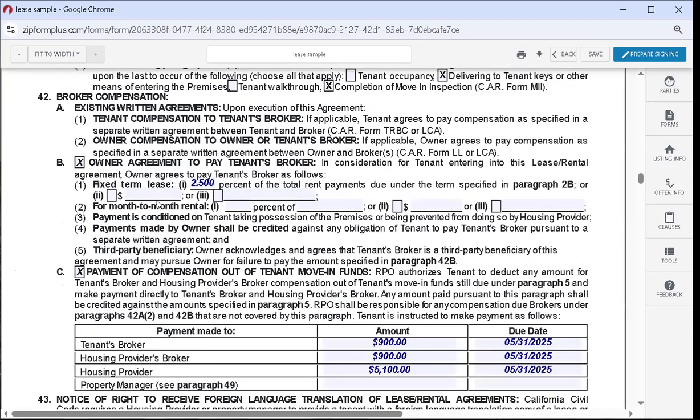So I put 2.5 fixed term lease. Now, that's only on one side, so you put whatever you want, 3%, 4%, whatever you're going to put in there. If you represent the tenant, number one, what do we need? Tenant rep. TRBC. We have to have that, right? To be able to represent the tenant. And then owner agreement to pay tenant's broker. You can click this box, put whatever the amount is in.